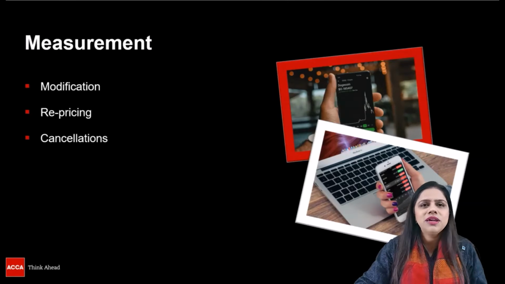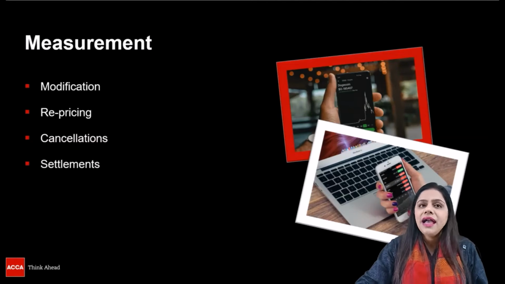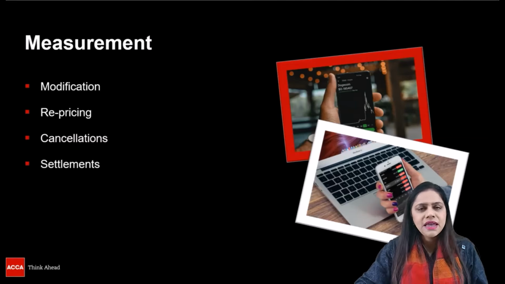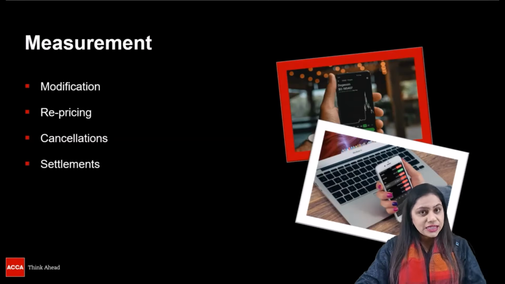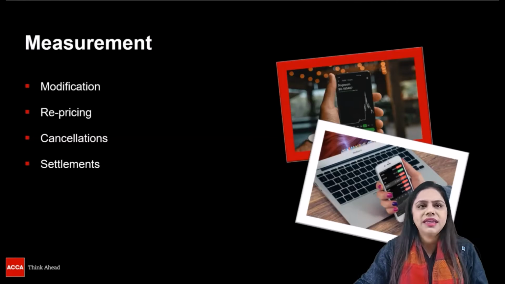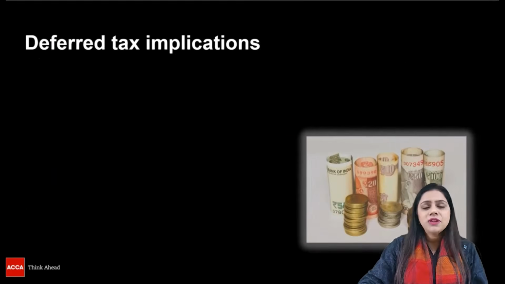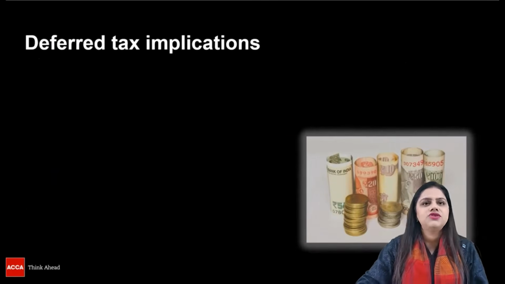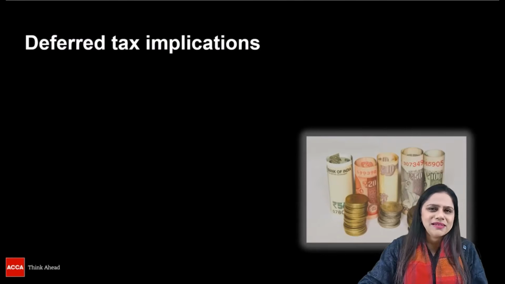So there can be a repricing, there can be a cancellation of the program that was offered, and there might be settlements. In all of these cases, you have to see whether there is an increase in the liability or a decrease in the liability, or an increase in expense or a decrease in expense, and we need to recognize it accordingly. Please do practice exam questions also related to this, because modifications, etc. are also something that has come up in our exam.